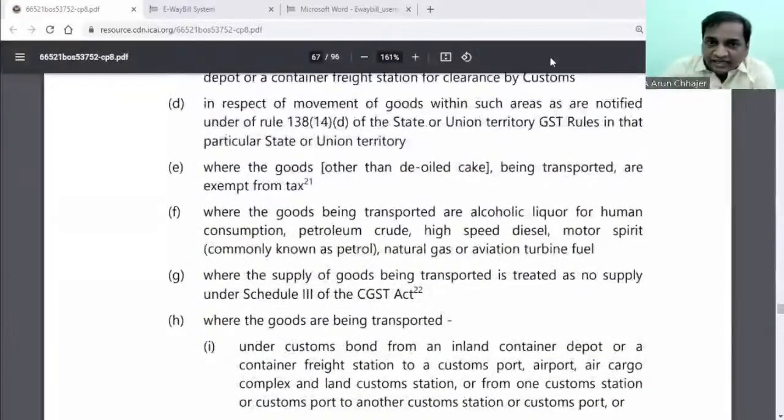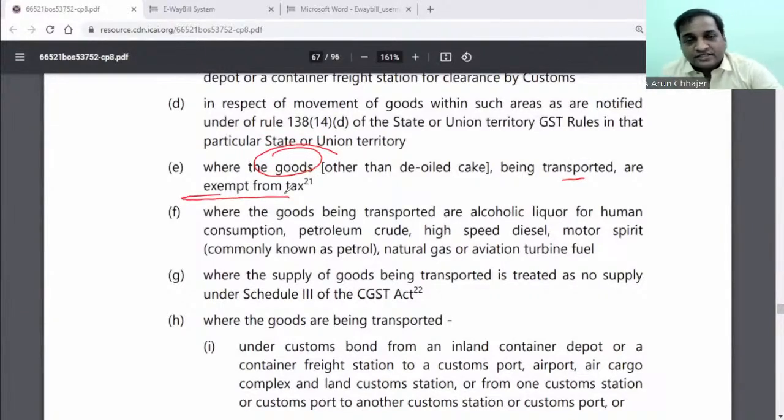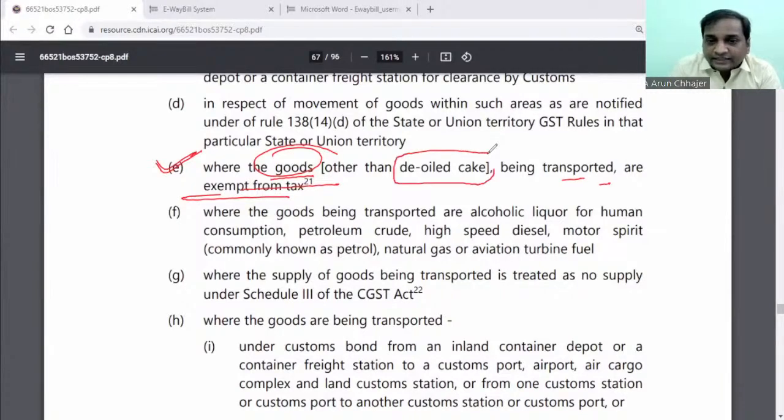When the goods are exempted, someone has asked the question: sir, what if the total value is exempted and the total goods are exempted? What would be the consignment value? According to Rule 138, sub-rule 14, clause E, if the goods are exempted, then there is no requirement of an e-way bill. Only one item they have excluded: de-oiled cake is an exempted item, but they need to track the movement. Therefore, they are saying yes, an e-way bill is required.